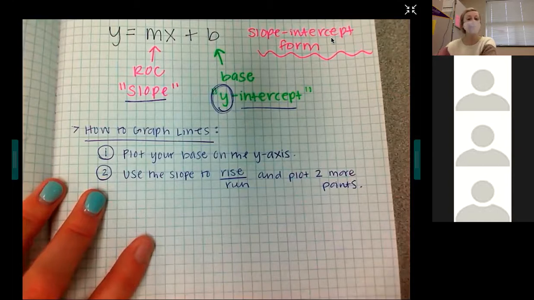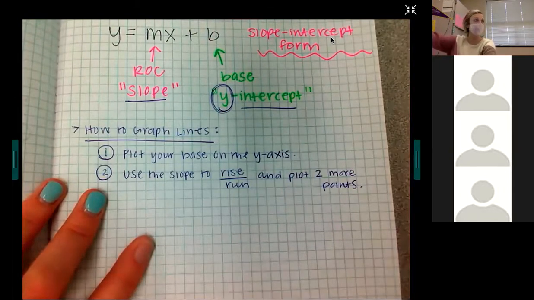Now, we start at the base. We use our rise over run and we plot 2 more points. So what do you think we do with the 3 points? It's okay, I'm gonna say it again. You plot a point on the base. Then we rise over run 2 more times and put points there. So there should be 3 points.